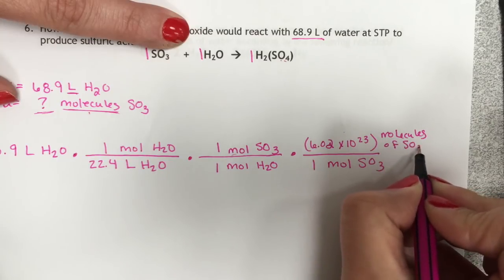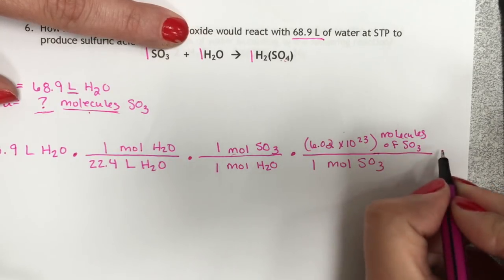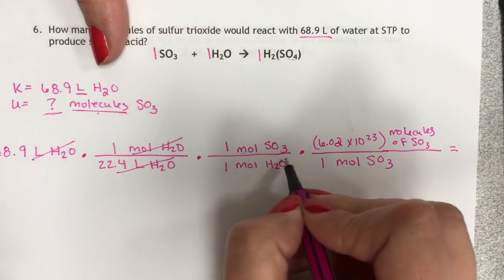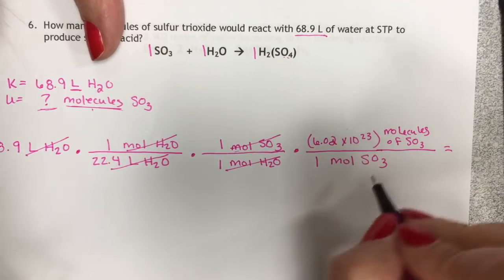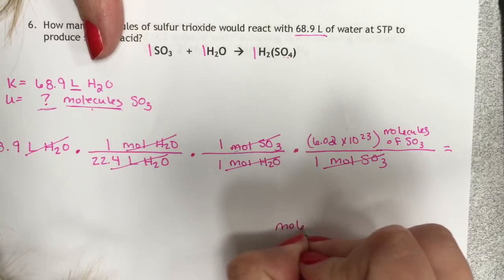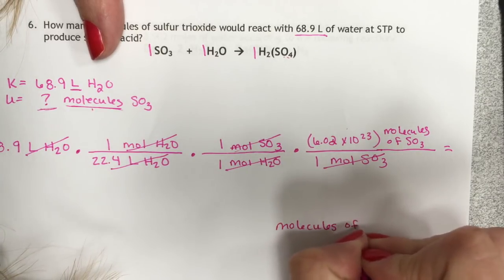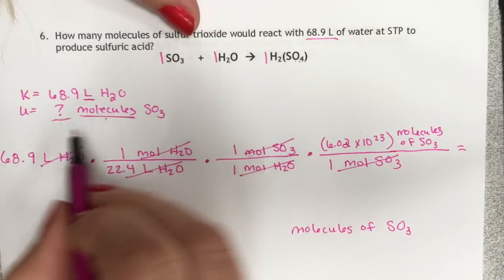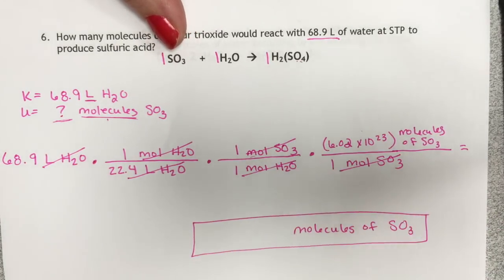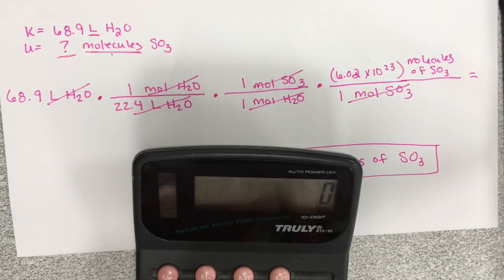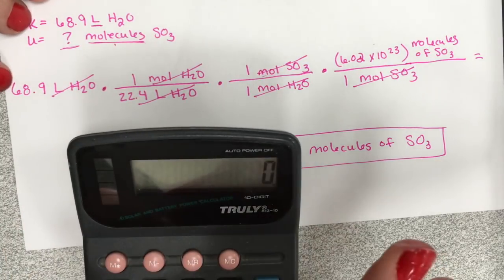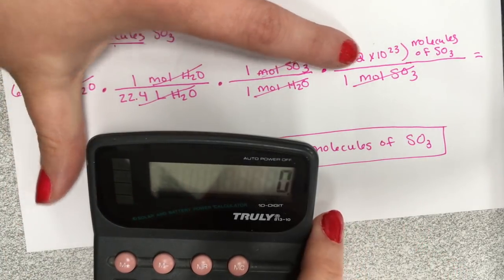of SO3. Okay, so we have that, and our liters cancel. The moles of H2O cancel, moles of sulfur trioxide cancel, and we're left with molecules of sulfur trioxide, which is what we are trying to find out. So we're done. Okay, so what I would do is, if you have like a ghetto calculator like me, I would do exactly what I've been doing and then times it by 10 to the 23rd.